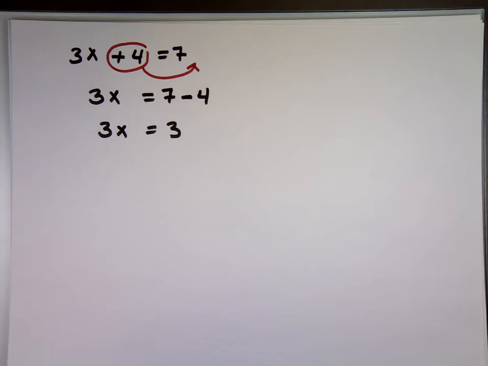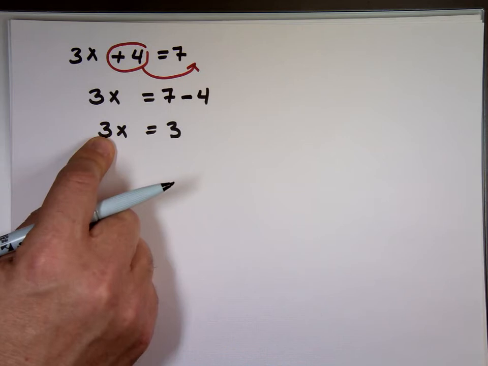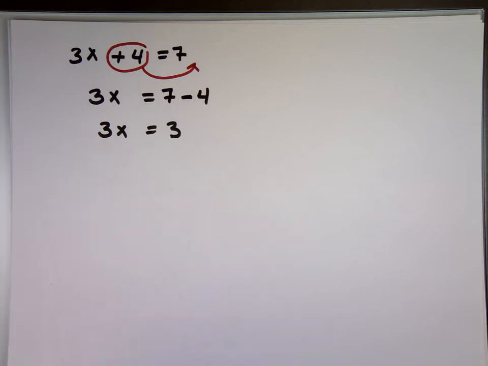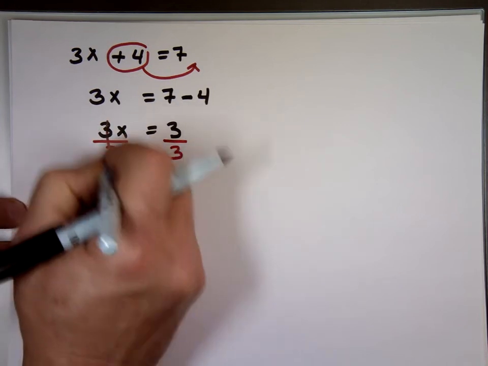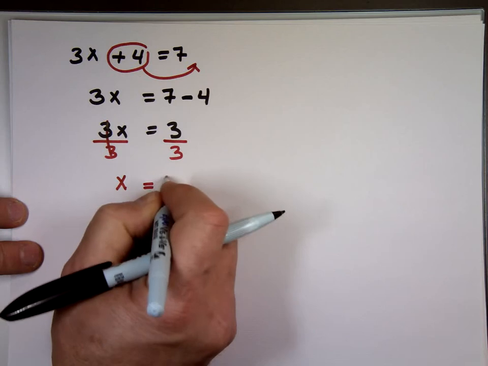We get the x's on one side, the number on the opposite side. My second goal, I want to make sure this number is 1, not a 3. So to make it a 1, what do? Divide by 3. X equals 1.